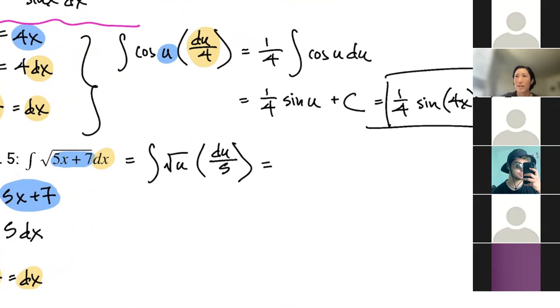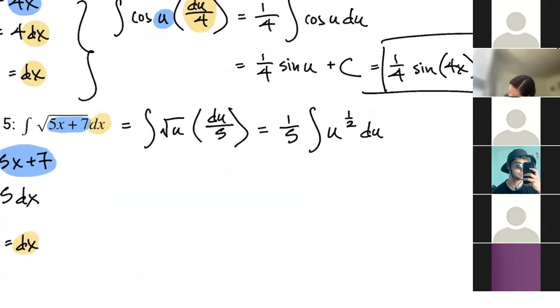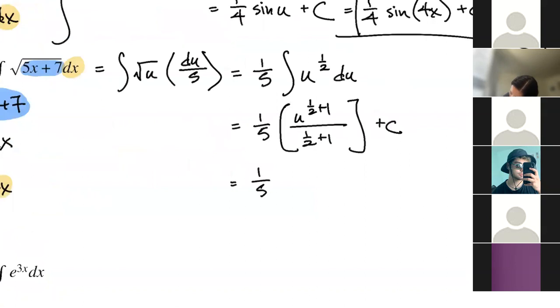And I know this is tricky because you all are typing in a chat. Bringing that 1/5 to the front, I agree. And what else might be beneficial as we're starting to write? Yeah, let's change that u to the 1/2 power, okay? So let's do both those pieces in the same step. I'm gonna bring that 1/5 out to the front. I'm gonna keep my integral u to the 1/2 du, okay? And now it's just power rule, so 1/5, u to the 1/2 plus 1 over 1/2 plus 1 plus c. And we get 1/5 u to the 3/2 over 3/2 plus c.